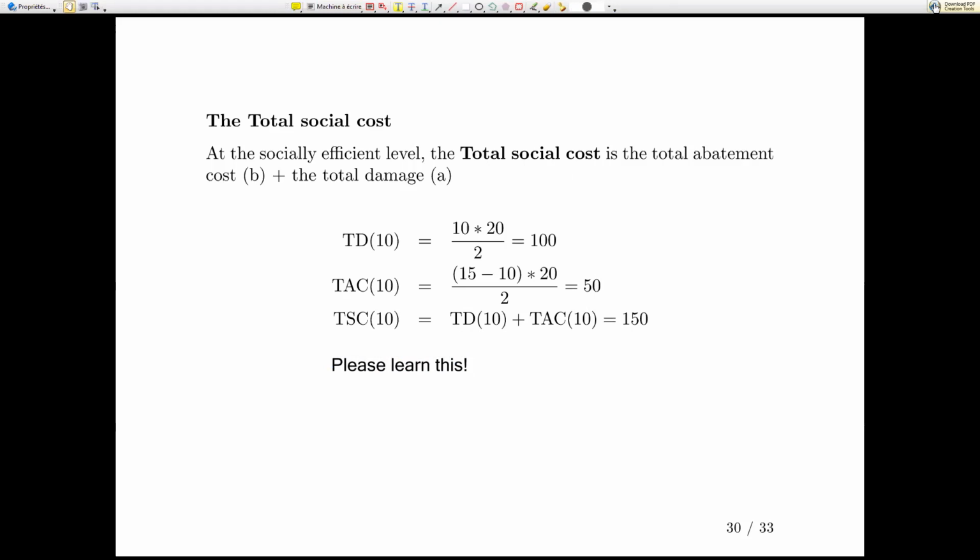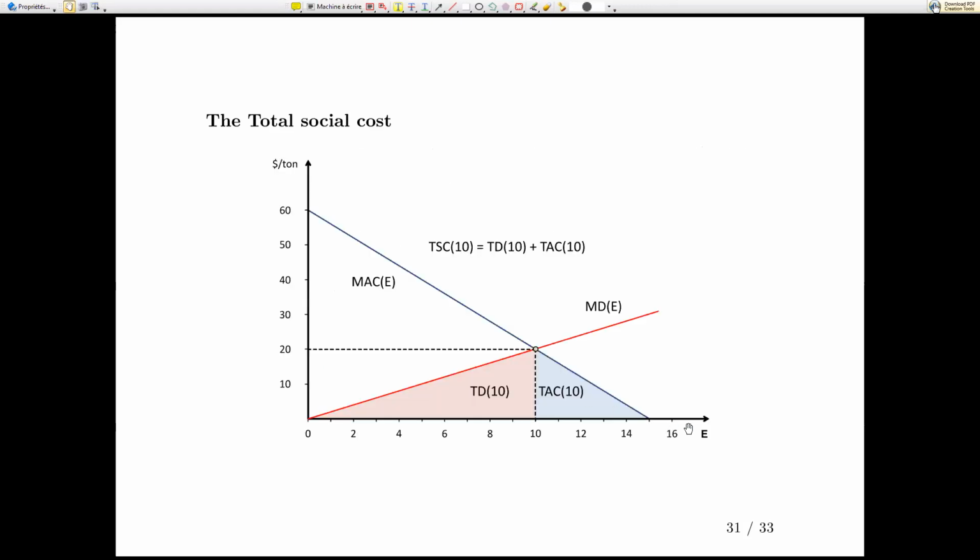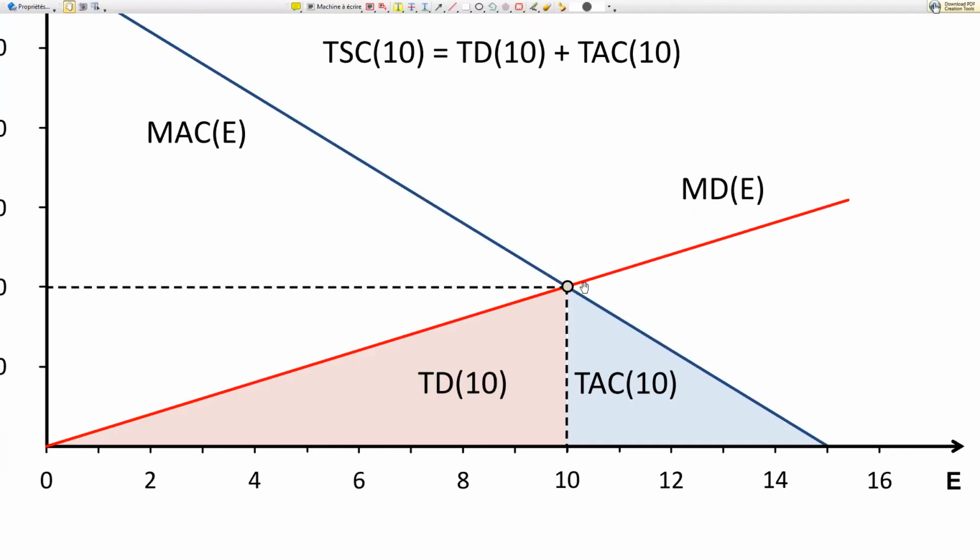So it's not too complicated as a concept anyways, I think. All right, so here we go. And of course, what we want is to minimize the total social cost. And how do we know that we're at the minimum? Well, if we chose, for instance, to be here, then what's wrong with here? Well, here the marginal abatement cost is lower than the marginal damage.